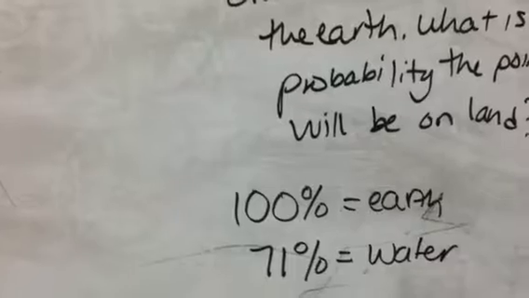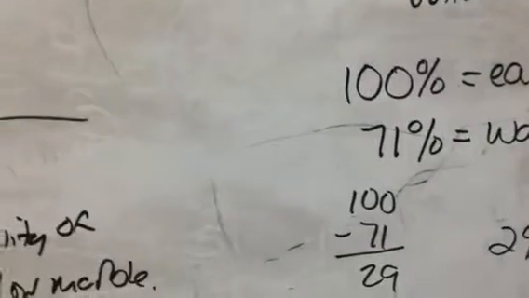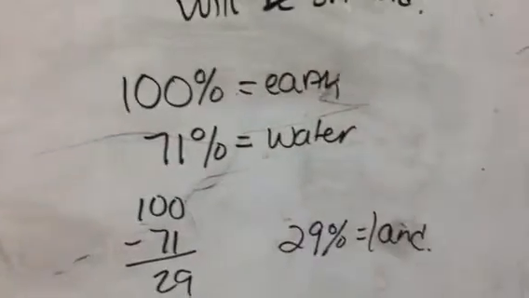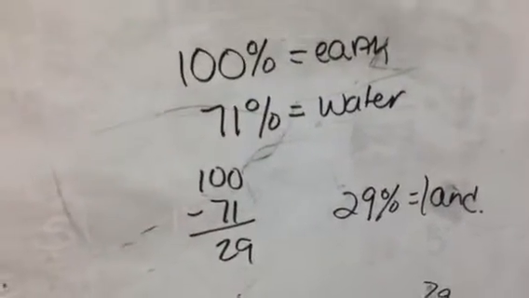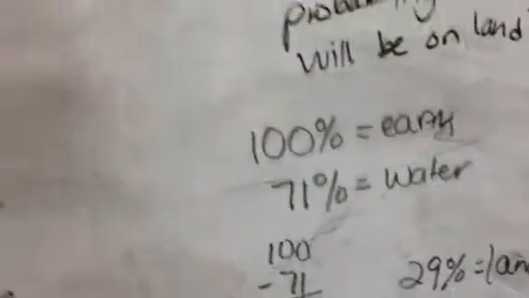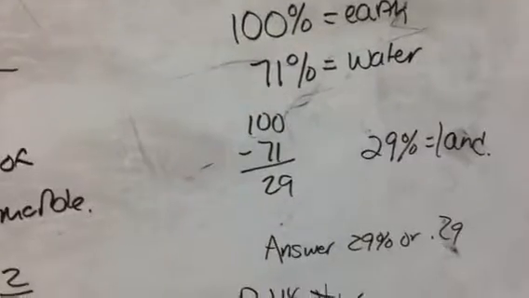100% is the earth, 71% is water. So how much is land? Well, 100 minus 71 is 29. So 29% is land. So the chances of us taking our finger and putting it on a point on the world that's going to be land is actually 29%.